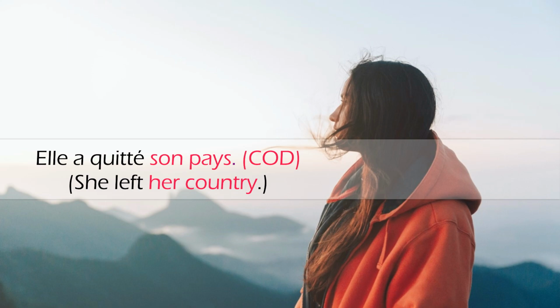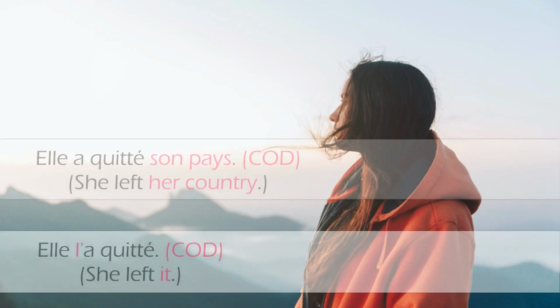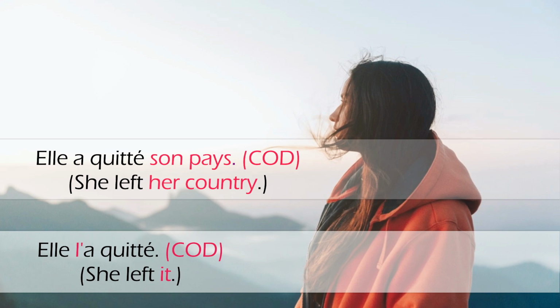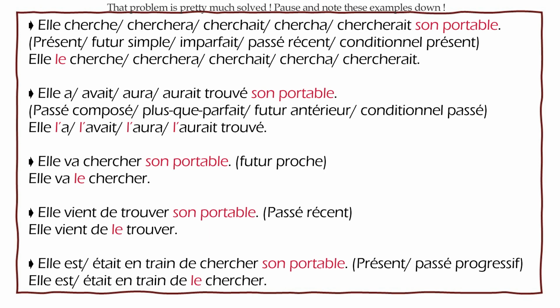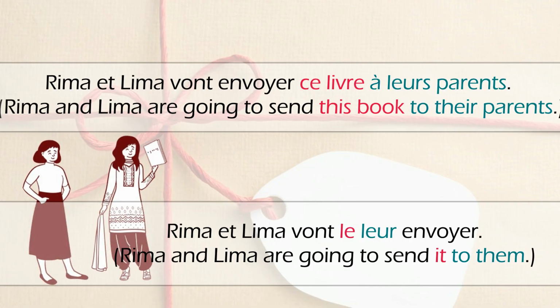Elle a quitté son pays. Son pays is a direct object because it is not starting with the preposition à or any of its derivative. Son pays is masculine singular, so we had used le, but as pays starts with a vowel, we had to do elision. That's why l'apostrophe. There can be small changes of the placement of object pronouns from tense to tense. That you have to learn by going through examples and exercises. Rima et Lima vont envoyer ce livre à leurs parents.